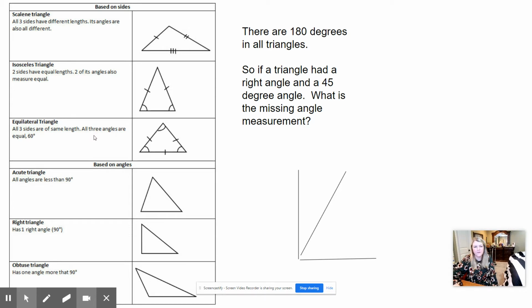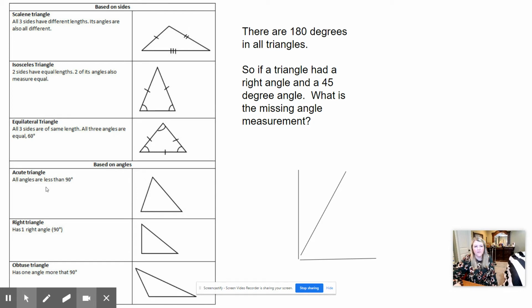And so an equilateral triangle is whenever all the sides are the same length. These tick marks indicate that these are all the same length, and then this shows that the angles are also all the same. Because we know that there are 180, if we did 180 divided by 3, then they would each have to be 60 degrees. So that is one way that we can identify triangles. The other way is based on their angles.